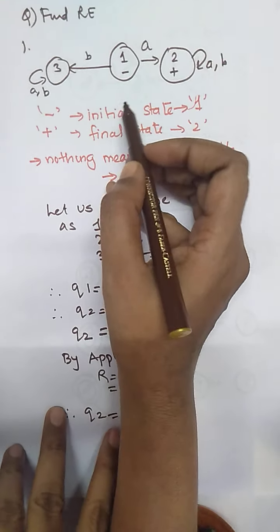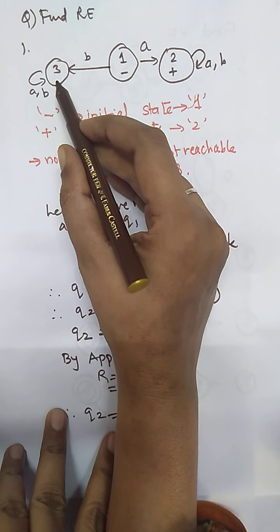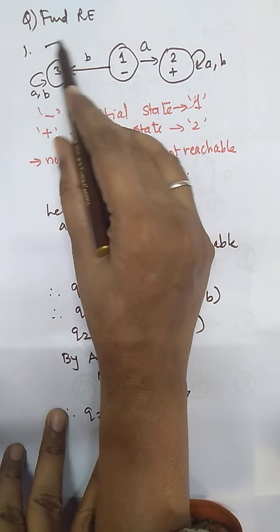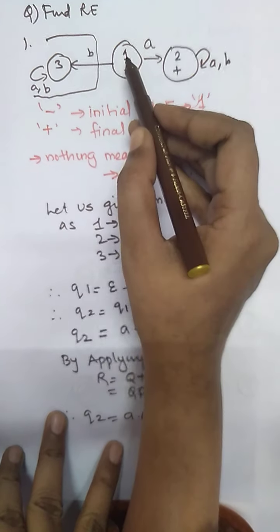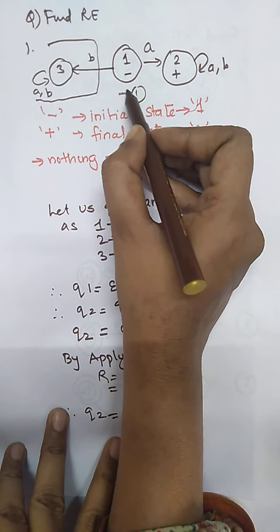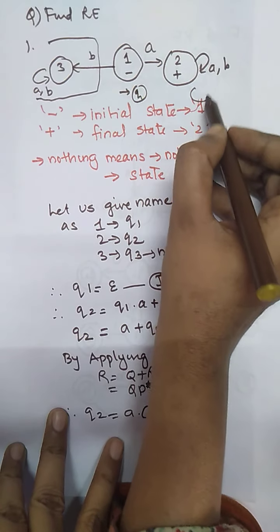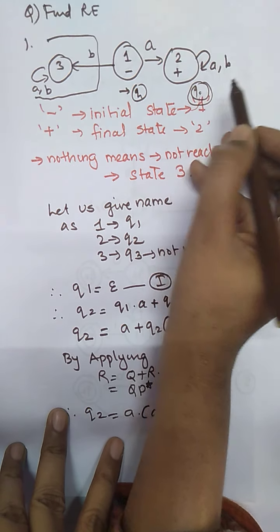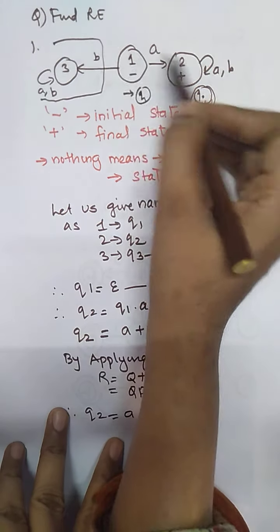Now in this question, minus is the initial state, plus is the final state, and here nothing is mentioned. That means this part is not reachable, so we are not going to consider this part. Convert this into the proper initial state. So this will be the initial state, with one arrow to q1, and this will be considered as a double circle q2. So this is q1, q2 and q3.